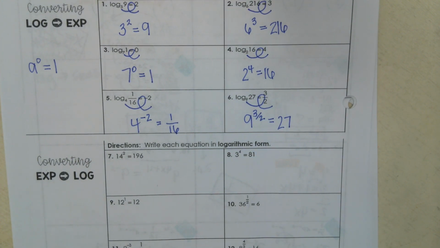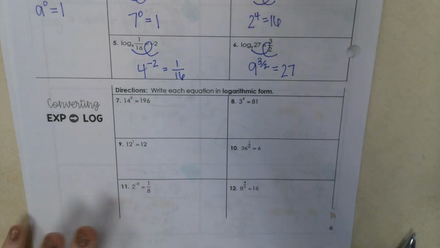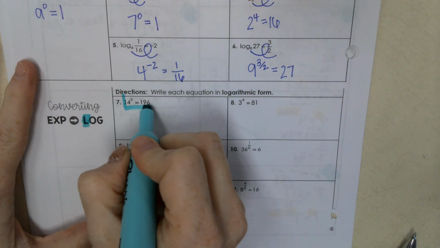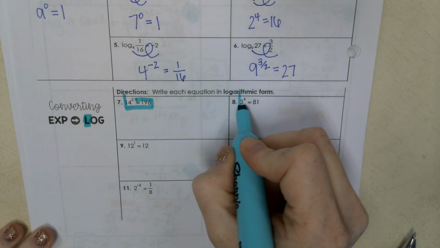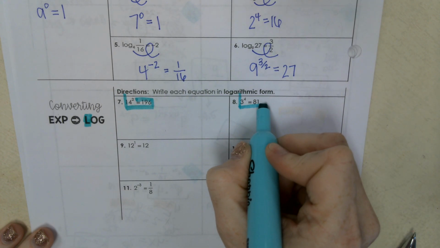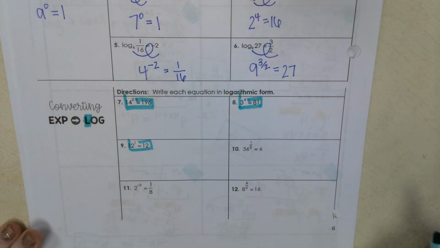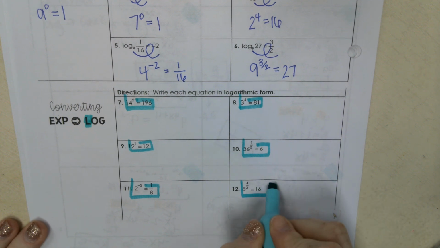Now, I have a little trick for writing it in logarithmic form. To undo exponential form and put it in logarithmic form, I'm going to draw an L. It's almost like I'm drawing the block letter base of an L. I'm going to start with the base, come around to what it equaled, and then end with the exponent. So I'm just going to draw through all of these real quick and then I'll rewrite them.